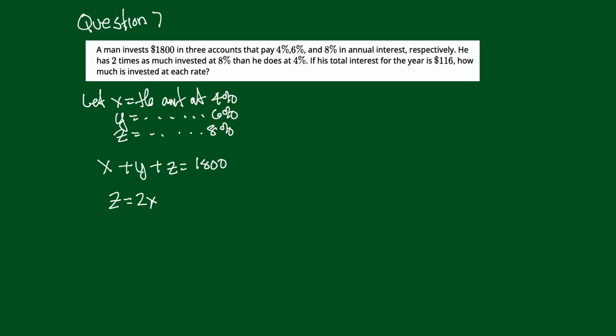Now, I seem to be missing a variable here. Can you get y anywhere? Well, we need another equation, right? I got 3 variables. I've got only 2 equations, but I do know this, right? Here's what we know. The total interest for the year is 116. Now, how much do you make off each account? You get 4% of this amount. Right? You put in this amount, you get 4% of it. So here's the other equation. 0.04x plus, and then 6% of y plus 8% of z, and that's equal to 116.